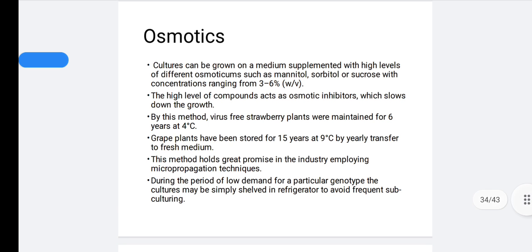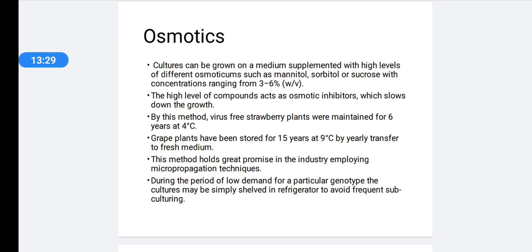The next technique is osmotics. The cultures are grown on a medium supplemented with high levels of different osmotica like mannitol, sorbitol or sucrose, at concentrations ranging from 3 to 6%. High levels of these compounds can act as osmotic inhibitors, and they will actually slow the growth.